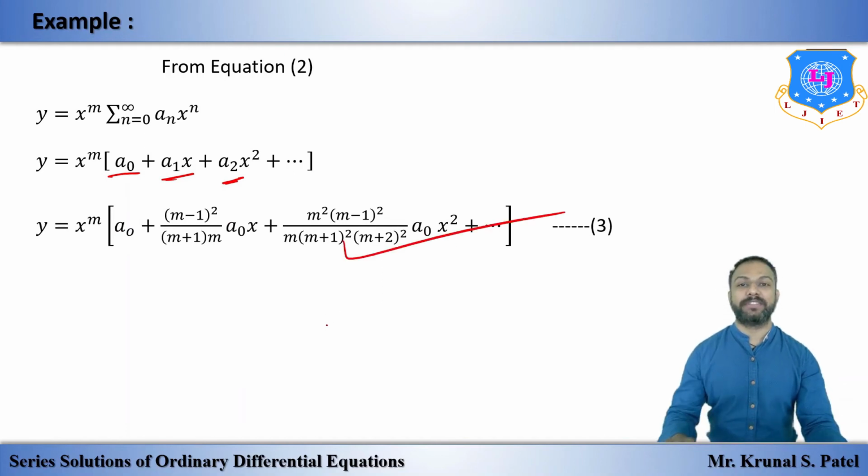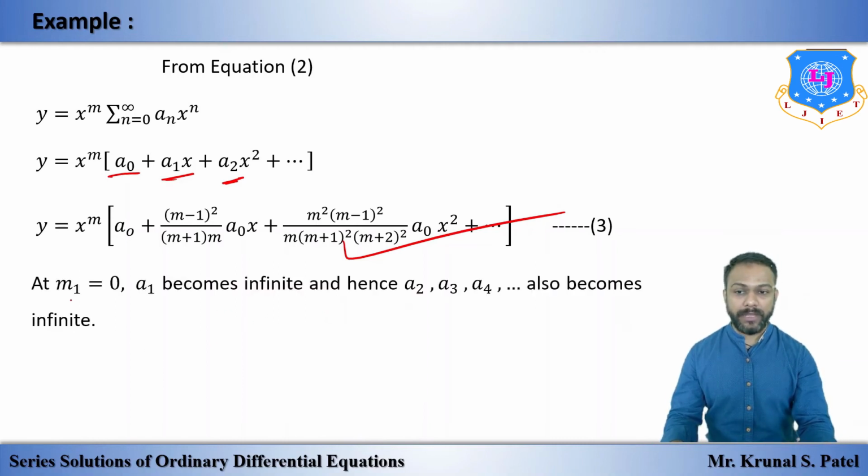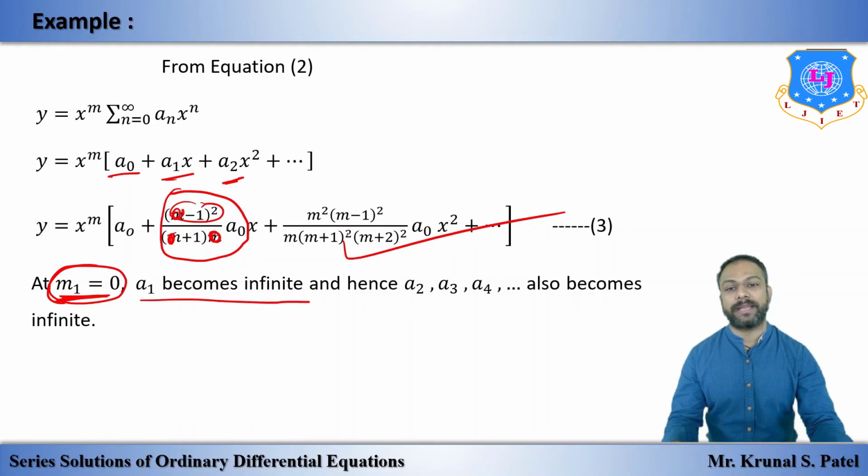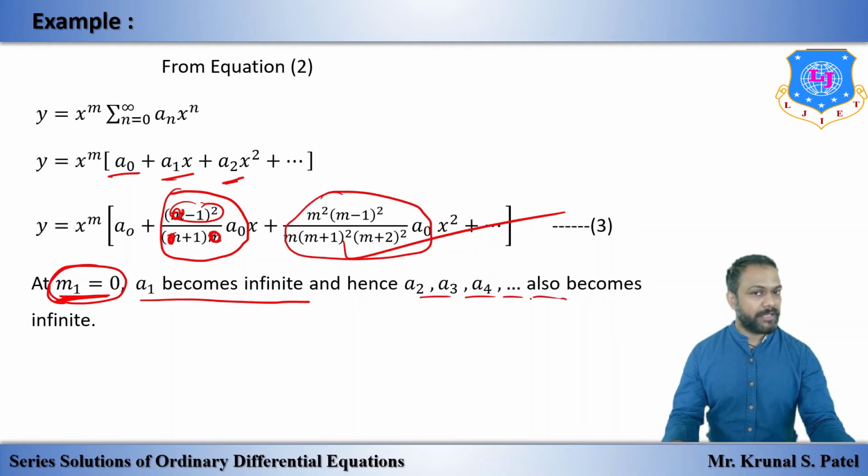Now we'll start with the smaller root, because this is case number 3. We have the smaller root m1 = 0. If we put m1 = 0, you can see that this is our a1. If we put m1 = 0 in this, then something upon 0, because this is 0, and 0 - 1 squared is 1. 1 by 0 is infinite, so a1 becomes infinite. Because of this a1, a2 is also infinite and so on. So hence all of this becomes infinite, and this is our part D.